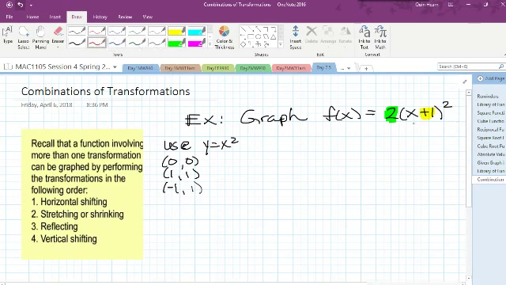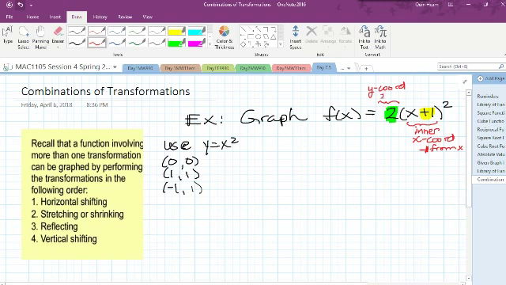We know that anything that happens on the inner part of the function is going to affect the x coordinate, and it's going to do so in the opposite of the way that you would expect. So in this case, since it's plus 1, you're actually going to subtract 1 from each x coordinate. That's supposed to be minus 1 from each x. Okay, and then whenever something happens on the outside of the function, that affects the y coordinates.